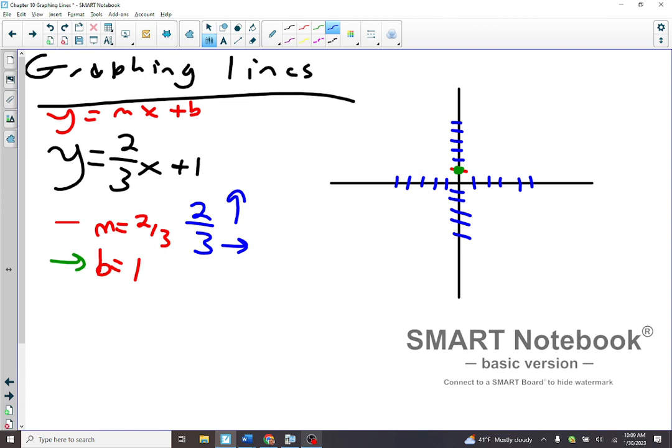So then it tells me 2/3. That's up and right, and we also do the opposite. What's the opposite of up and right? Down and left. So we're going to go up 2, right 3. I'm going to put a dot here. And I'll do the backwards too, so down 2, left 3.